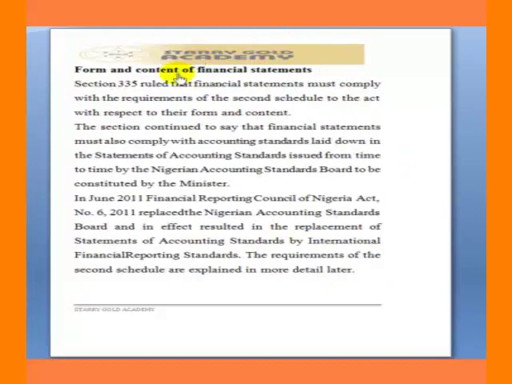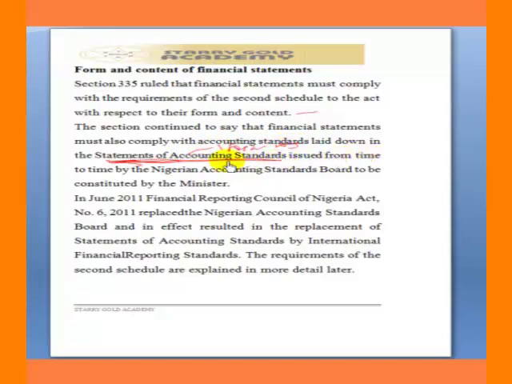Now, section 335 of CAMA says that financial statements must comply with the requirements of the second schedule to the Act with respect to their form and content. This section continues to say that financial statements must also comply with accounting standards laid down in the Statement of Accounting Standards. You discover that this SAS is no more in practice, but CAMA is still referring to it. So what we are now using instead of this SAS is our IFRS and IAS.